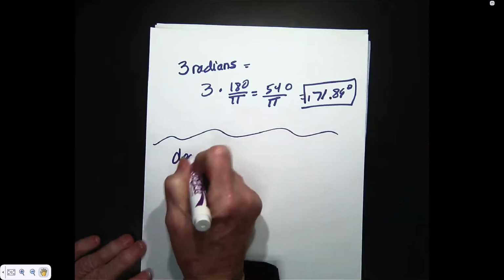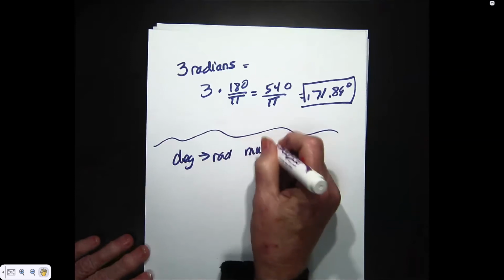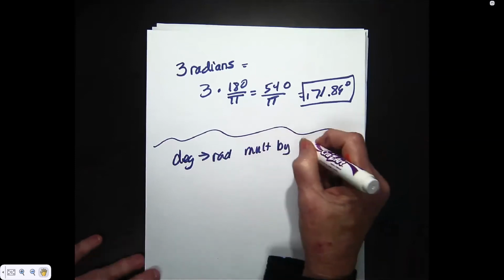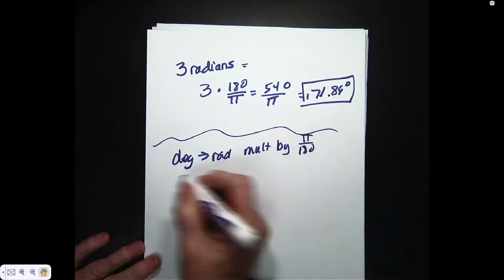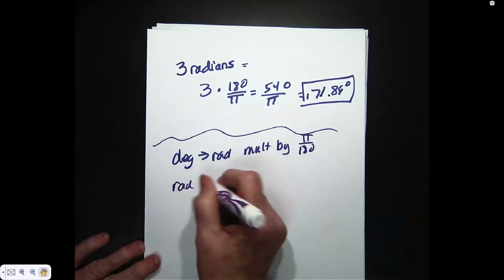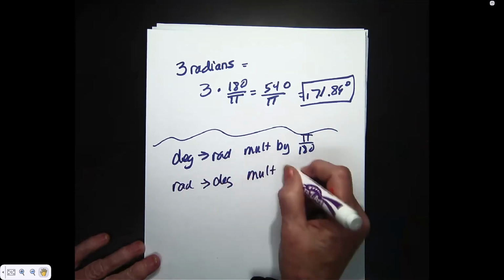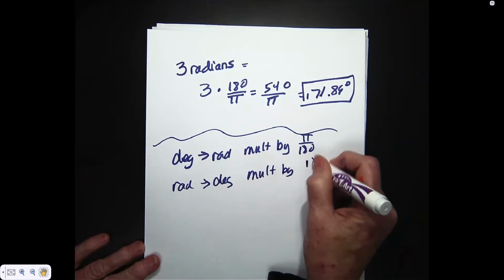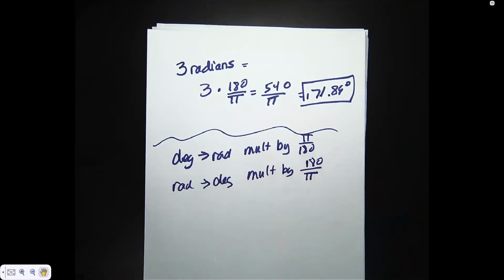Remember, degrees to radians, you multiply by pi over 180. And to go from radians into degrees, you multiply by 180 over pi. Tomorrow we're going to work on coterminal angles. So just getting a little bit of an introduction.